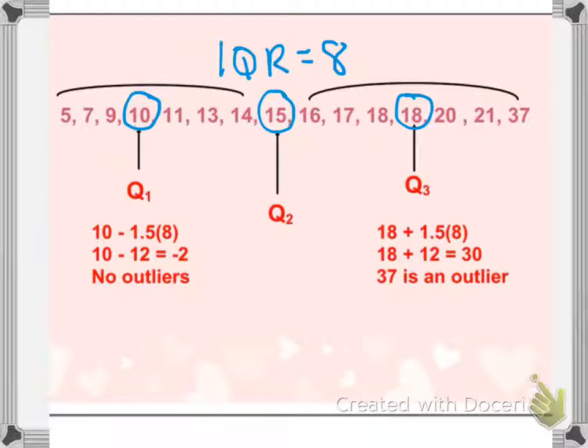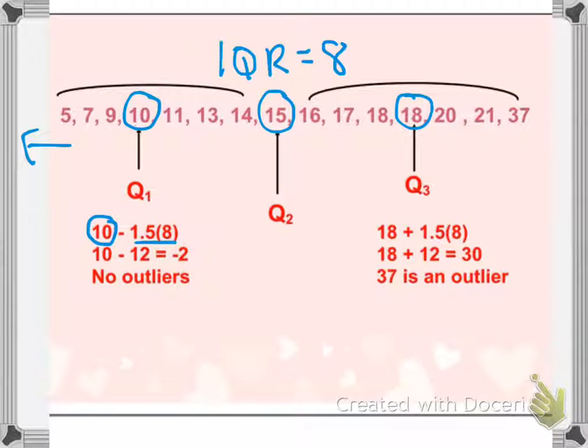So to look if there's any outliers down here, at the bottom, you take Q1 and subtract 1.5 times the IQR, so 1.5 times 8. The 1.5 is standard, that's always there, that's how we determine outliers. The 8 came from our IQR. So you could put it in your calculator exactly how it's written there, 10 minus 1.5 parentheses 8. Or you could split it up, 1.5 times 8 is 12. So 10 minus 12 is negative 2. That negative 2 is what we're looking for.